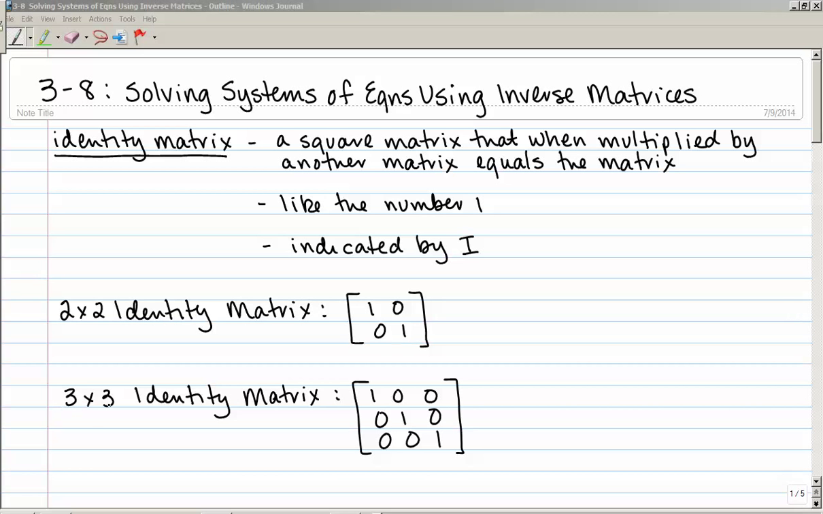A 3 by 3 identity matrix looks like 1, 0, 0, 0, 1, 0, 0, 0, 1. And you can probably see the pattern of the ones going diagonally this way and the rest filled in with zeros. It's kind of cool the way it works.